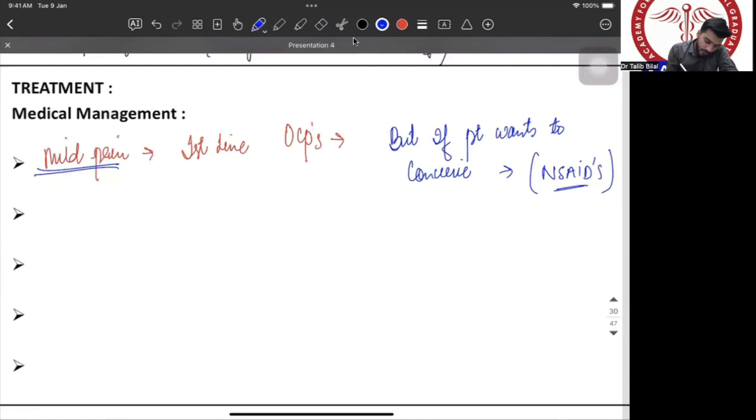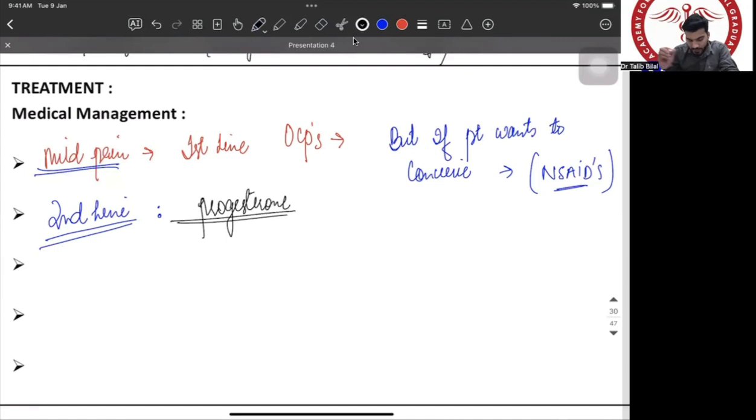Second line drugs that we usually give are going to be progesterone. We can give progesterone in two ways. We can give an intrauterine contraceptive device containing progesterone, and you already know that the third generation IUCDs contain levonorgestrel, and the classical example is Mirena. Either we can use Mirena or we can use injection depot medroxyprogesterone acetate.